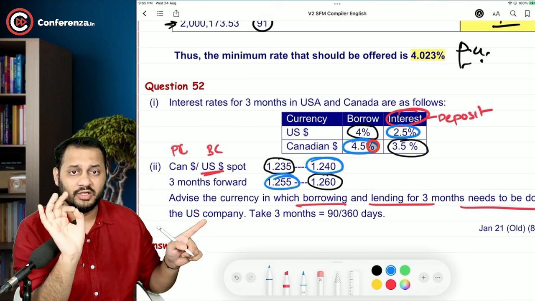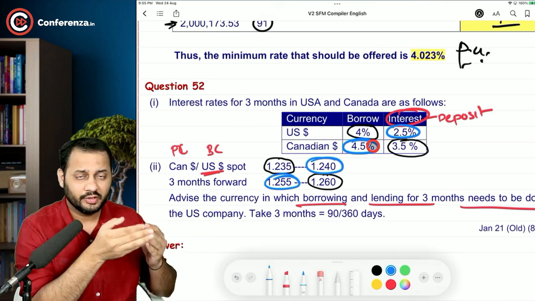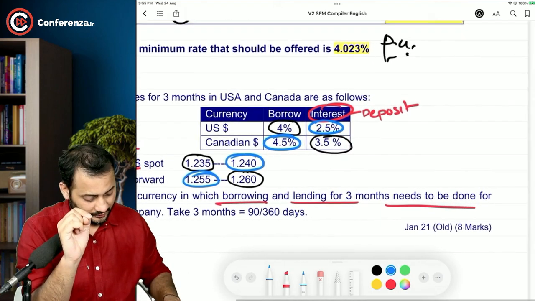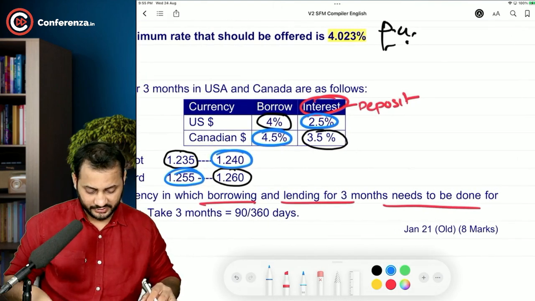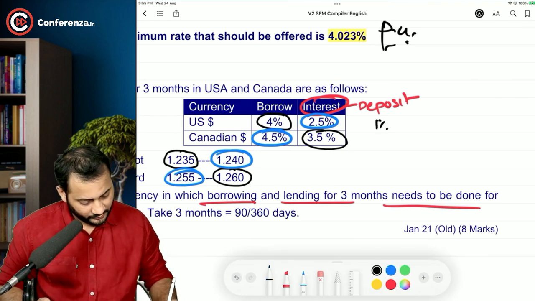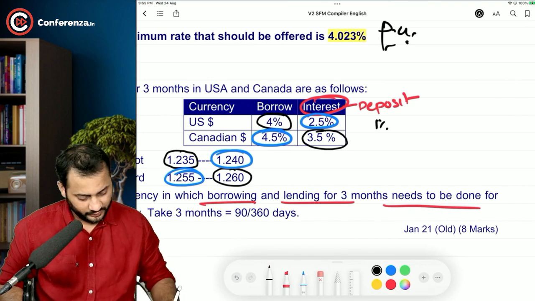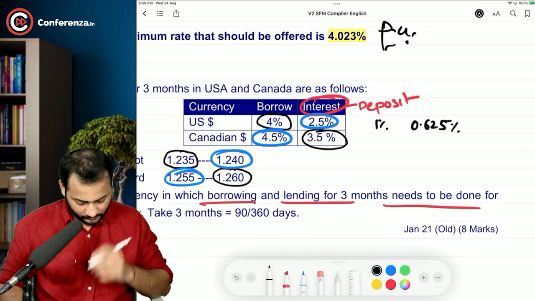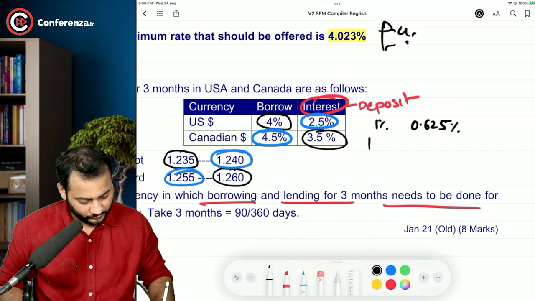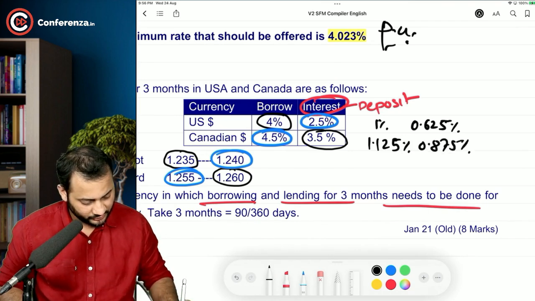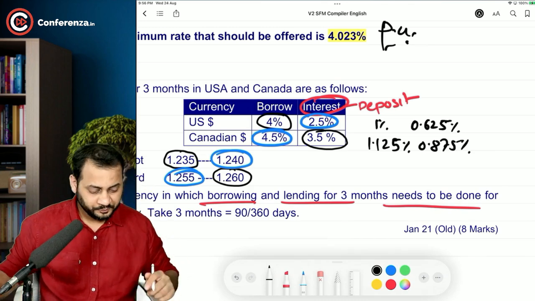We have to borrow only for 3 months. So 4 into 3 by 12 will give you 1%. What I will do is I will just write down the percentages. 1%, 2.5 by 4 will give you 0.625%. 4.5 by 4 will give you 1.125%. 3.5 by 4 will give you 0.875%. So these are the rates applicable for 3 months.